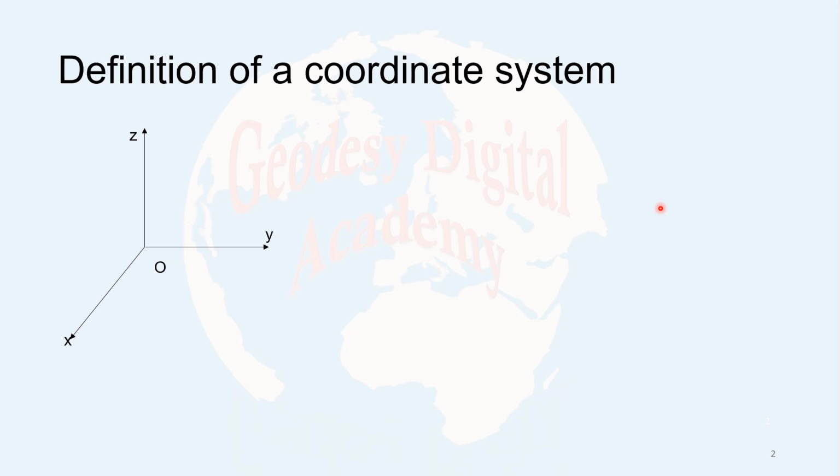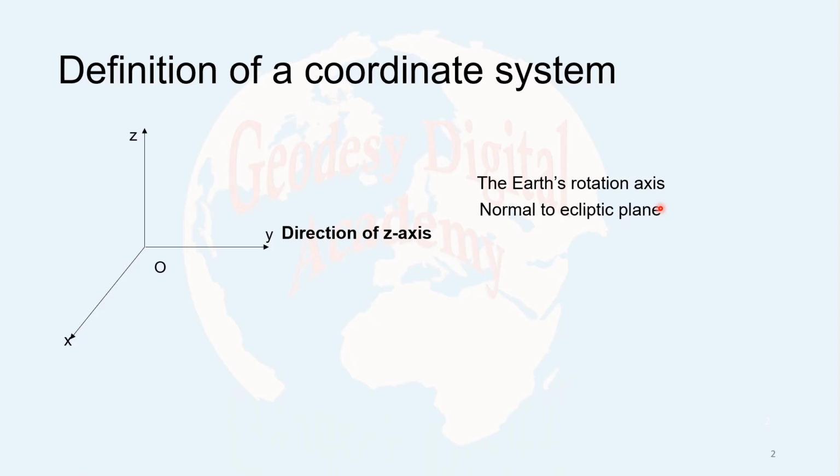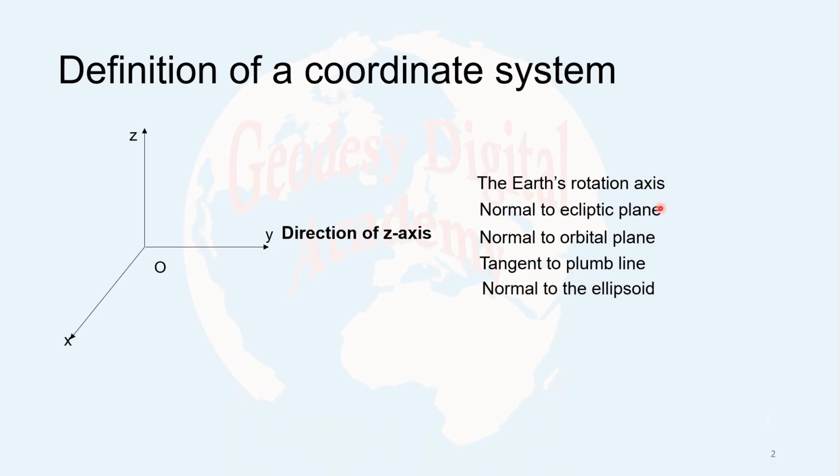Then the direction of the z-axis can also be defined in different ways. It can be the Earth's rotation axis, normal to ecliptic plane. Ecliptic plane is a plane at which the Earth orbits around the Sun, or normal to orbital plane, for example in satellite geodesy. When the satellite is moving around the Earth, it creates an orbit, and we can consider the normal to that orbital plane as the z direction, or we can consider tangent to plumb line or normal to the ellipsoid. When we look at the Earth with mathematical eyes, it means that we see the Earth as an ellipsoid.